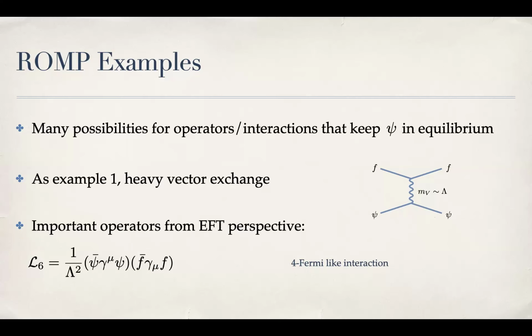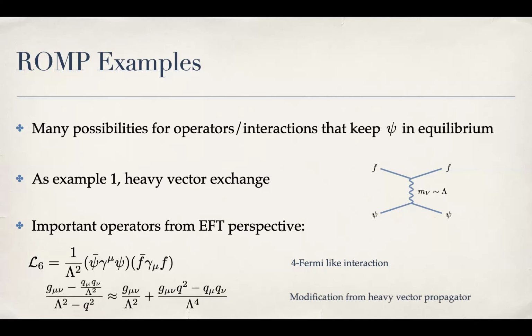Now, what's very interesting about these ROMP systems, and especially these thermal masses, is that you have to be very careful with considering all the necessary operators. Normally, from an EFT perspective, I'd say this is my dominant operator below the scale lambda. It's this dimension 6 operator. I don't really need to consider, say, dimension 8 or even higher operators. But what I'm going to show you is that's actually not necessarily true. And we're going to see why this is.